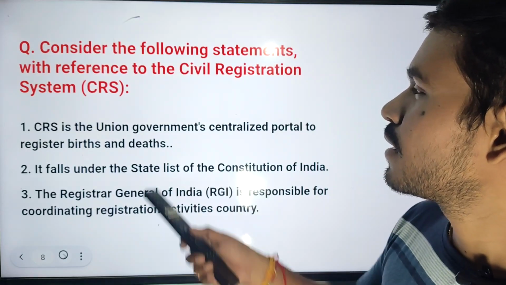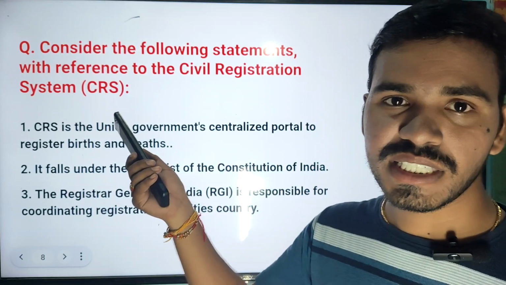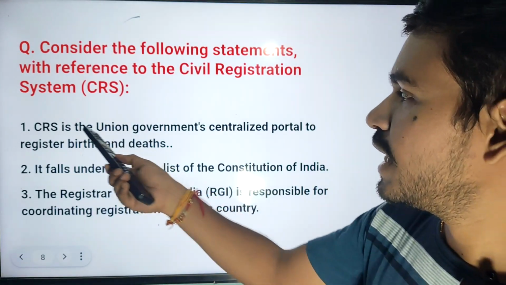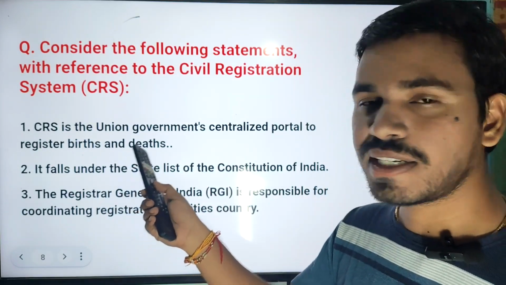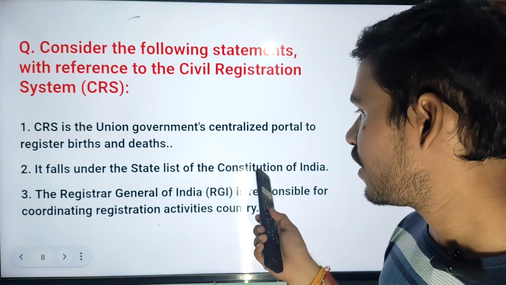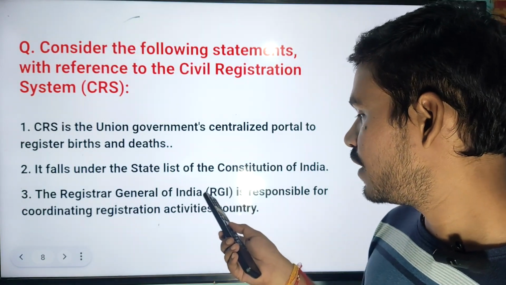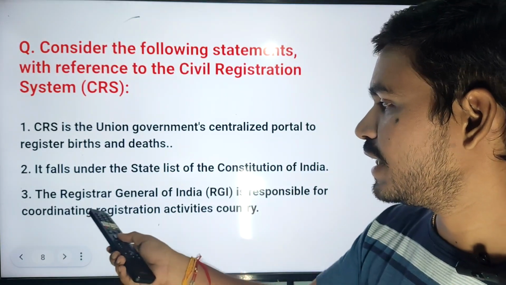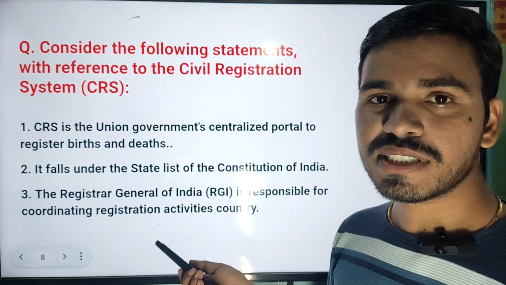Next question. Consider the following statements with reference to the Civil Registration System, CRS. So CRS is the Union Government's centralized portal to register births and deaths. Next statement, it falls under the state list of the Constitution of India. Third one, the Registrar General of India is responsible for coordinating registration activities throughout country. So which of the following statements are correct?